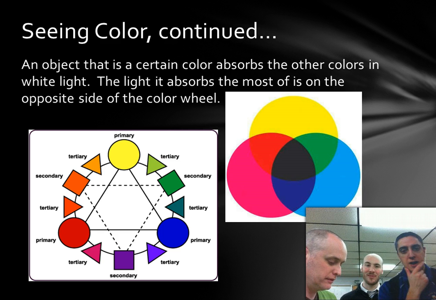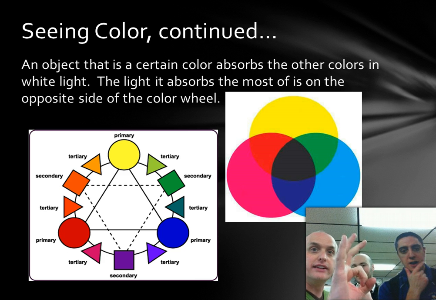Right, but what your shirt is definitely absorbing is what's on the opposite side of the color wheel from your shirt. So what's on the opposite side of the color wheel from green? You're right, Mr. Black. The opposite side of the color wheel from green is primary red. It's one of the primary colors. You'll see it in a circle.